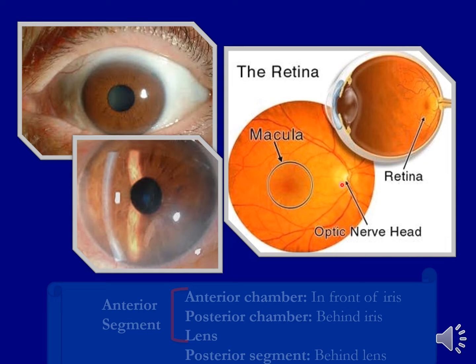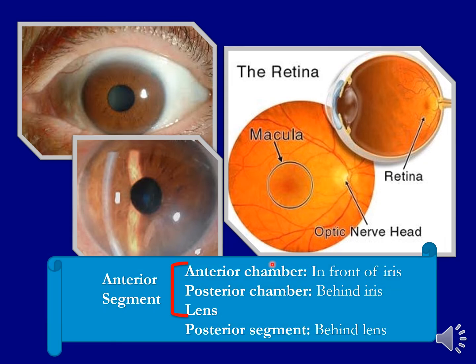Now remember a mnemonic. Anterior chamber is in front of the iris, while the posterior chamber is behind the iris. I repeat, anterior chamber in front of the iris, posterior chamber behind the iris. Anterior chamber, posterior chamber, and the lens together are called anterior segment. Now everything behind the lens, including the vitreous cavity and the retina, is called posterior segment.